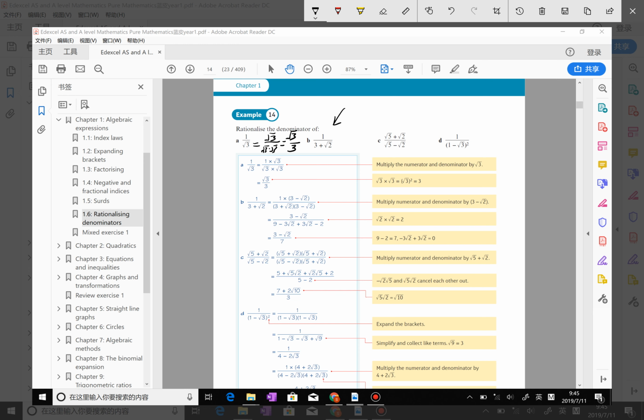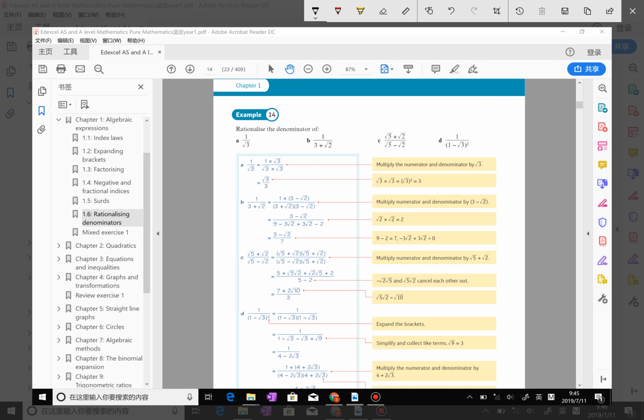For this form, how do we make the denominator a rational number? We multiply by 3 minus square root 2. In the top, we're still adding a 3 minus square root 2. So the answer should be 9 minus 2, 3 minus square root 2, then simplify, 7, then 3 minus square root 2.